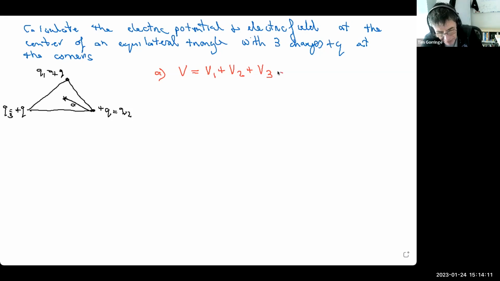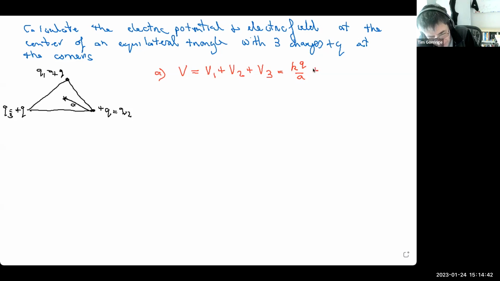And this works relatively easily here because these three potentials are scalars. We can just add them up like numbers. So if I'm going to solve this part of the problem, the potential due to charge number 1 is going to be KQ over A. Q is the charge creating the potential, A is the distance of the field point from the charge, and K is the Coulomb constant.